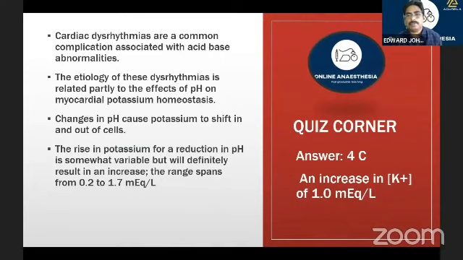We are giving bicarbonate to shift the potassium into the cell. The rise in potassium for a reduction in pH is somewhat variable, but will definitely result in an increase. The range spans from 0.2 to 1.7 milliequivalents per liter. So the answer is 1 milliequivalent per liter.